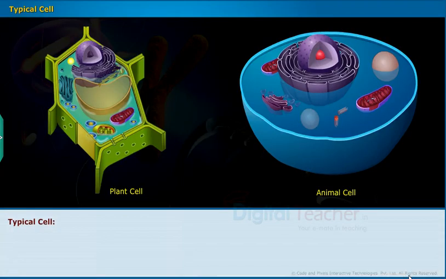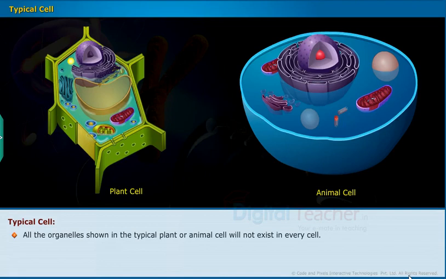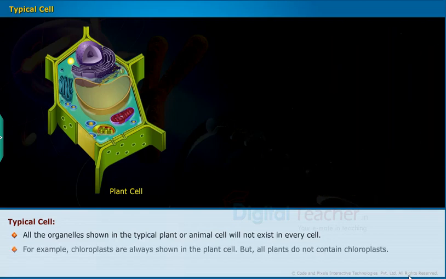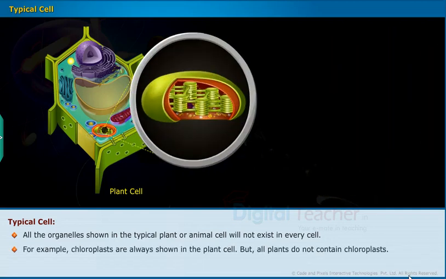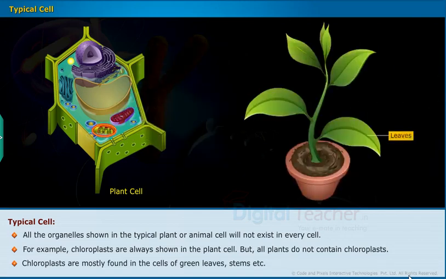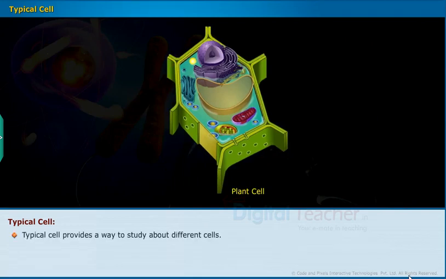Now, let us study about the cell. All the organelles shown in the typical plant or animal cell will not exist in every cell. For example, chloroplasts are always shown in the plant cell, but all plants do not contain chloroplasts. Chloroplasts are mostly found in the cells of green leaves, stems, etc. Typical cell provides a way to study about different cells. Now, let us study about different parts of the cell.